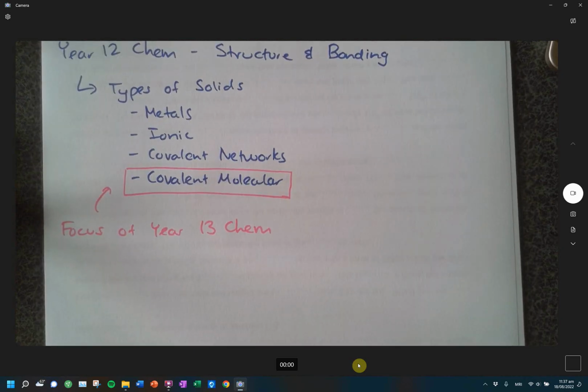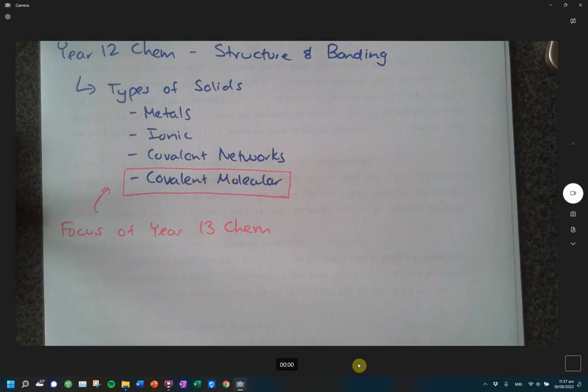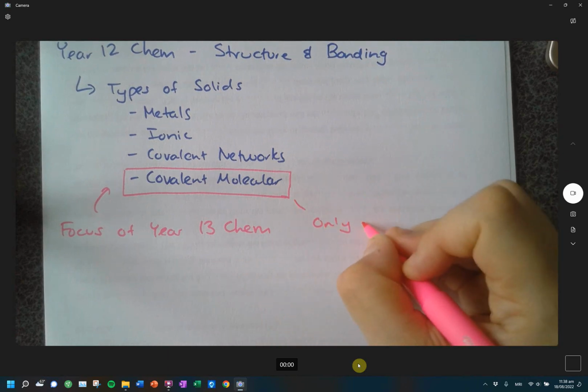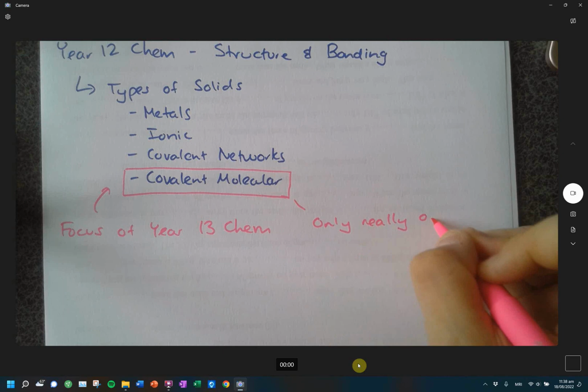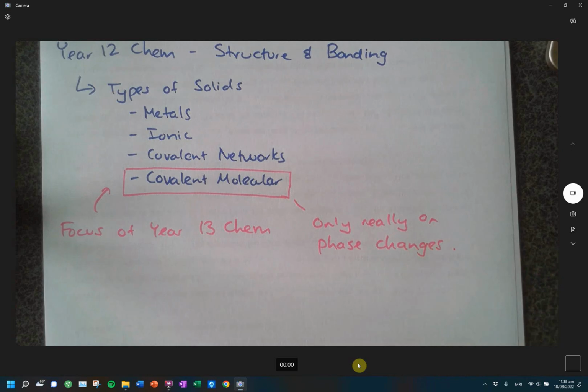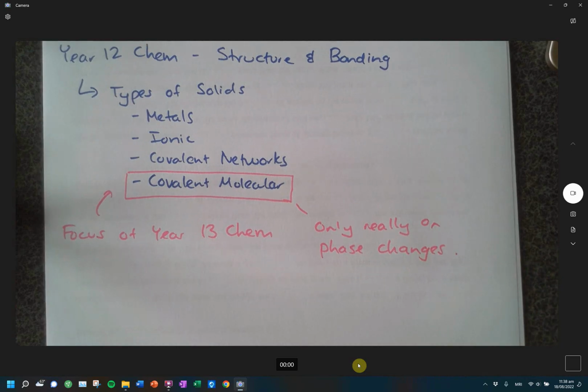When it comes to the covalent, actually, let me backtrack. With types of solids, the key thing you were talking about was their properties. So you're looking at electrical conductivity, if it was brittle, if it was soluble, what the melting and boiling points were like. The other nice thing about this year, it's only focusing on one type of solid, and it's only going to really focus on one property, which is phase changes. So that's the good news. It really narrows down and makes your life easy.